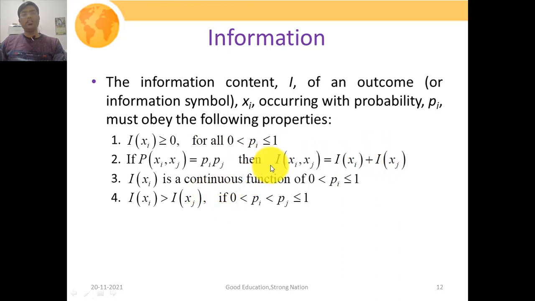So I of xi is a continuous function of pi lying between 0 and 1, and I of xi will always be greater than I of xj, obviously if these probability relations hold good, that is pi is greater than 0 and it is lesser than pj, and pj is lesser than or equal to 1. So if these probability relations hold good, then this must be followed. This is also the same scenario that we have discussed: for a high probable event, the probability pj is higher than pi, so a high probability event is going to have a lesser amount of information in comparison to low probable events.